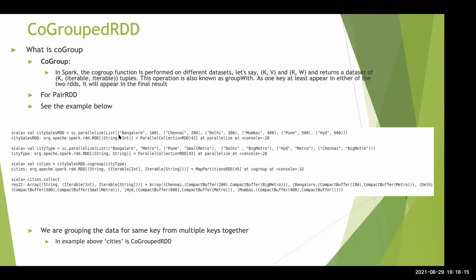Co-group RDD. So co-group, what is co-group? So let's read this out and I'll explain it in words also. So in Spark, the co-group function is performed on different data sets. Let's say you have 2 data sets. One has this key and this value. Another has, it both have key and value, correct?